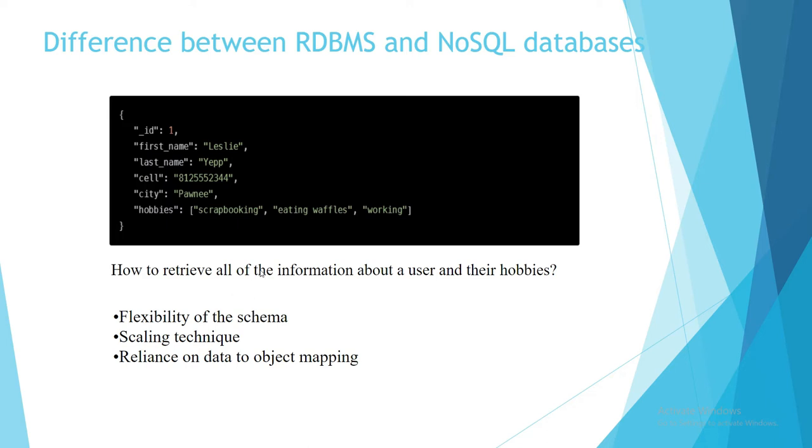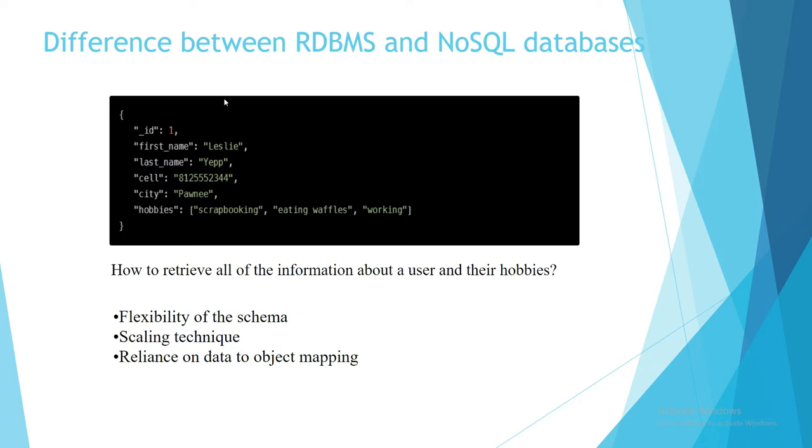Now guys, here I have stored this data in this particular form. Now if I have the same question, like how to retrieve all of the information about a user and their hobbies, can I get it quickly or not? Because all my data is available at the same location, I can get it quickly. That is the advantage of NoSQL. So here we don't need to use joins, because all are available at the same location. With the help of a simple query, I can get it. This is the main difference between RDBMS and NoSQL.